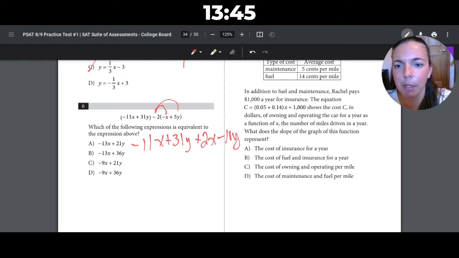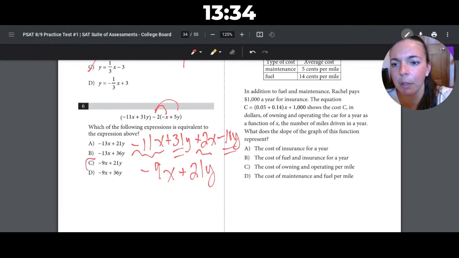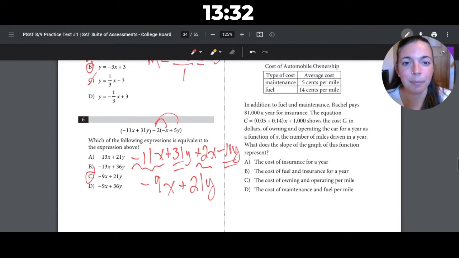And now I can just combine some terms. Negative 11x plus 2x, that would be negative 9x. 31y minus 10y would be plus 21y, so negative 9x plus 21y. That would be C.